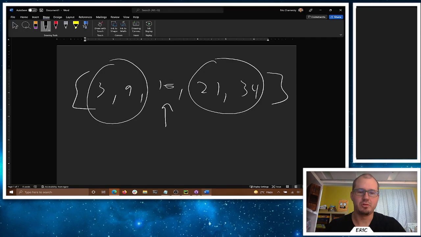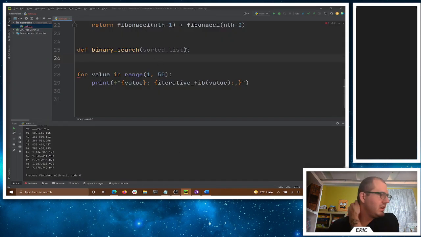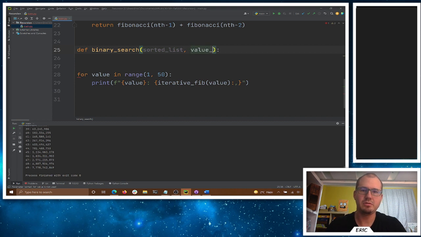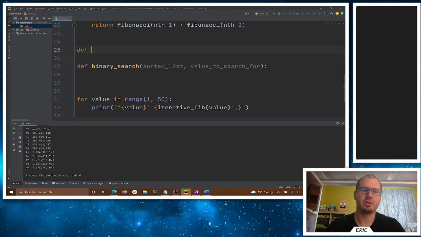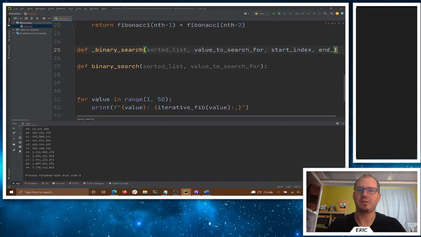Same idea. So to do that, we need a little bit more information. So we have the list, and then we have the value to search for. So the first thing we need to do is we need some additional information. A lot of times when we have these recursive functions, we're going to have a public function that uses a private helper function here. So we're going to define a binary search. Again, with this private mark here, we have the sorted list, the value to search for, the start index, and the end index.